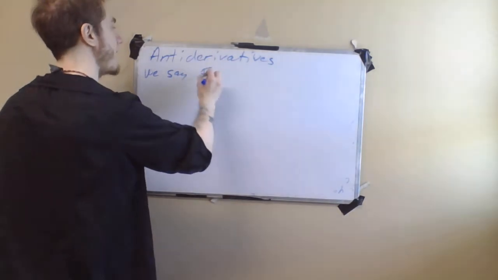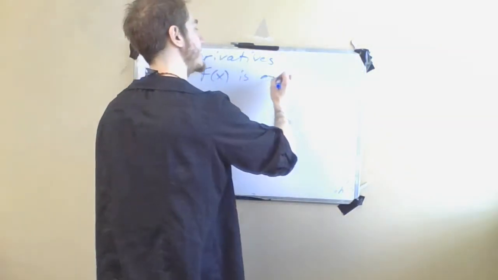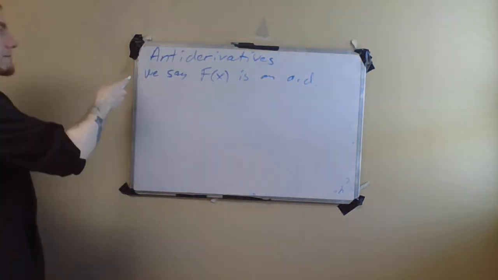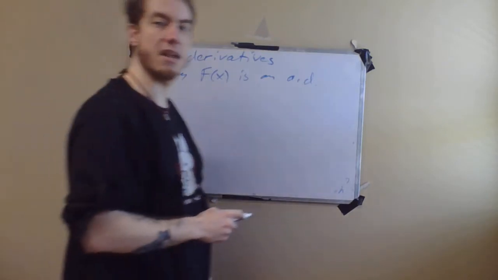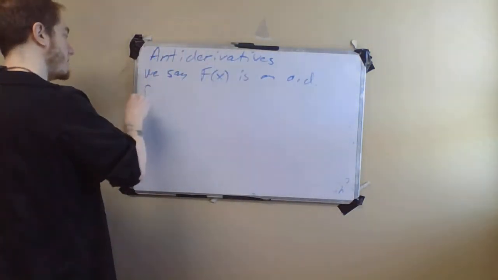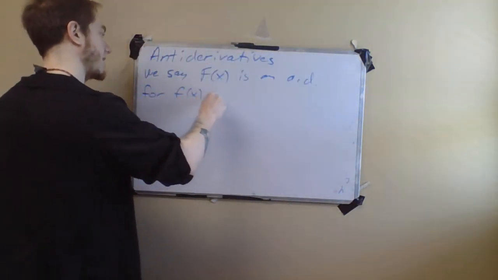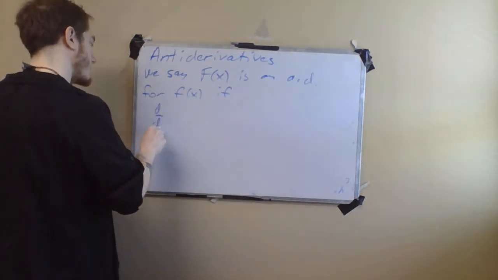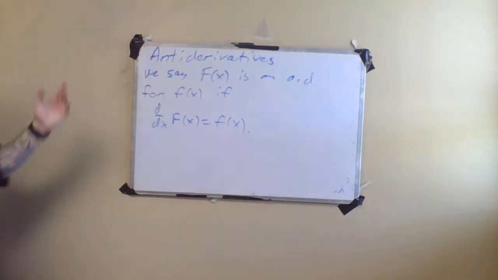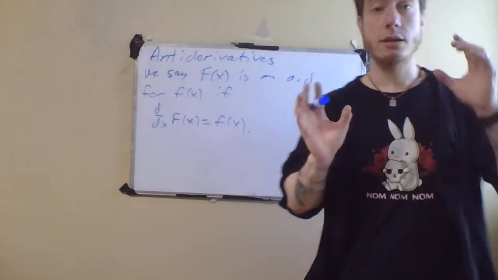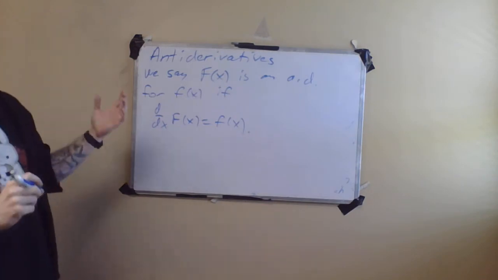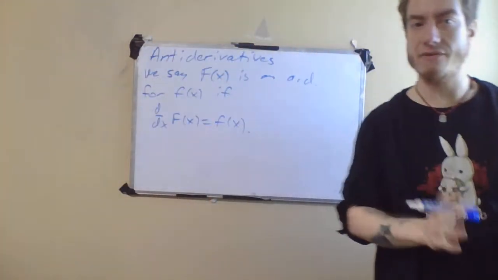We will say that capital F of x is an antiderivative, which I'm going to be abbreviating as AD because I am not writing the entire word antiderivative 50 times today. We will say that capital F of x is an antiderivative for little f of x if the derivative of capital F is equal to little f. So the antiderivative is simply some function whose derivative is whatever we started with, okay? And in this sense, it is very much the opposite of a derivative.